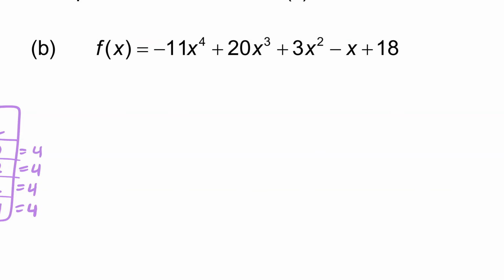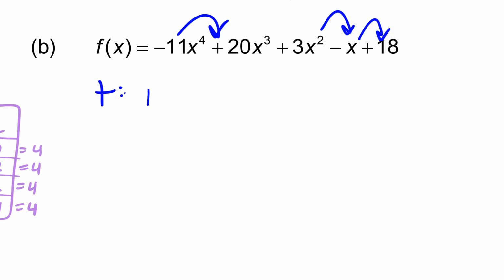Let's do the positive first. Number of positive roots. So we switch over: negative, positive, positive, positive, negative. So I have 2. Oh, did I miss one? Yeah, right here. I have 3 switches. So the possible number of positive zeros is 3. But remember, we keep subtracting 2 to reach 0 or 1.